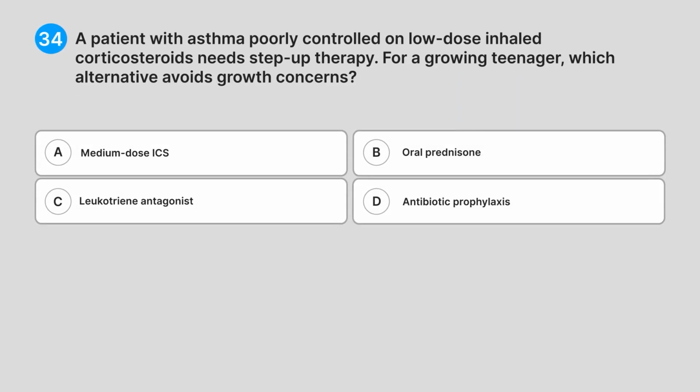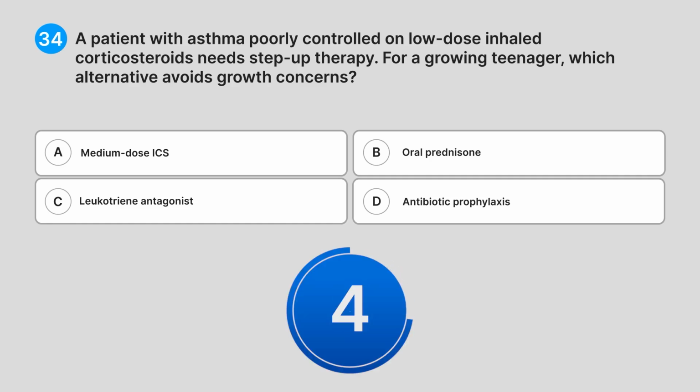34. A patient with asthma poorly controlled on low-dose inhaled corticosteroids needs step-up therapy. For a growing teenager, which alternative avoids growth concerns? A. Medium-dose ICS. B. Oral prednisone. C. Leukotriene antagonist. D. Antibiotic prophylaxis. Do you know the answer?